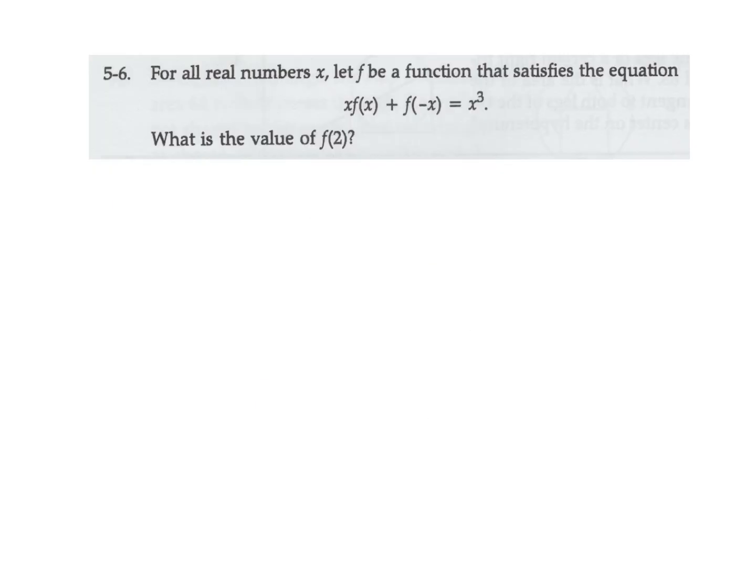For all real numbers x, let f be a function that satisfies the equation x f at x plus f at negative x is equal to x to the power of 3. What is the value of f at 2? So I think we're going to have to do a little bit of experimentation with this. Let's try. When x is 2, what happens? So it becomes 2 times f at 2 plus f at negative 2 is equal to 2 to the power of 3, which is 8.